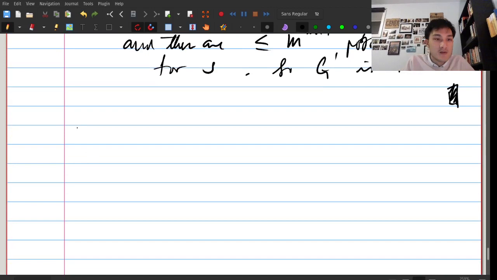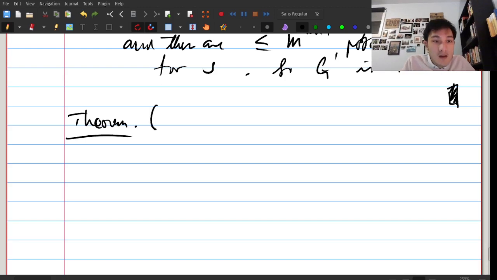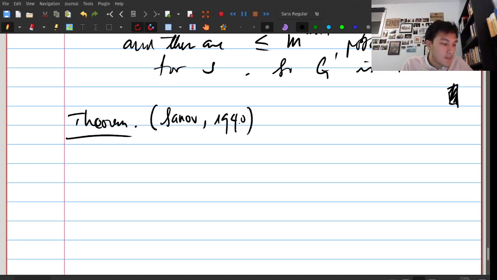So from here the theorem is pretty easy. What's the theorem? Like I said, there's no number or bound. There is a bound here, but it's like some big tower. It doesn't really matter. The point is, the theorem, which was proved by Sanov in 1940, is that BR4 is finite.